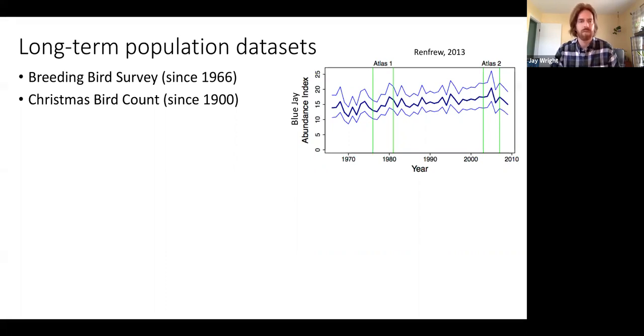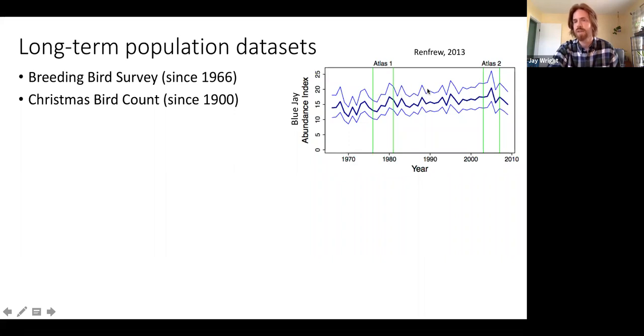These 2 surveys happen at different times of year. One, of course, is during the breeding season, and the other is during the winter season. The idea is to look at how the blue jay populations change on a year-to-year basis. This figure here is showing an example of this: blue jay populations in Vermont from just before 1970 up to 2010. You can see that even though there's a fairly steady number over a long period of time, it does bounce around a lot every year.